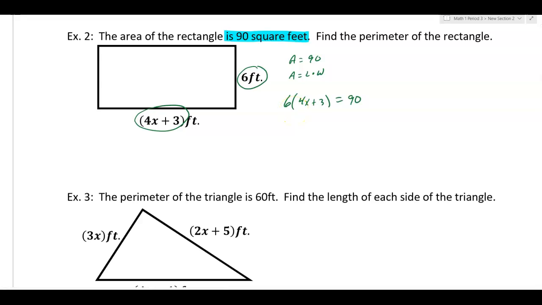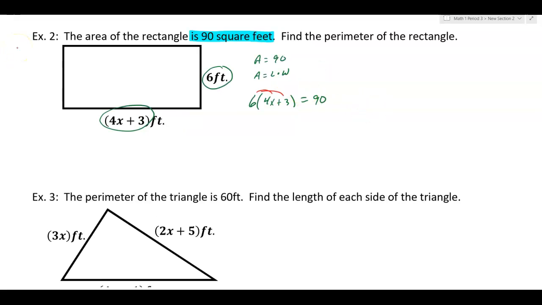To solve this, you can go 2 ways. You can divide by 6, or you can distribute the 6 here and get 6 times 4x is 24x, plus 6 times 3 is 18 equals 90. Now I can take and solve this equation for x. I'm going to subtract 18. 24x equals 72. When I divide by 24, I get x is equal to 3.